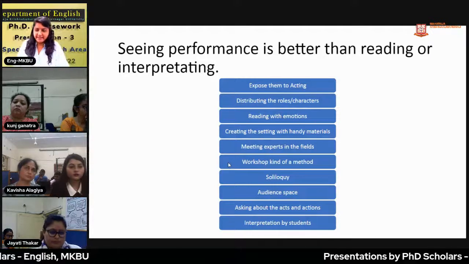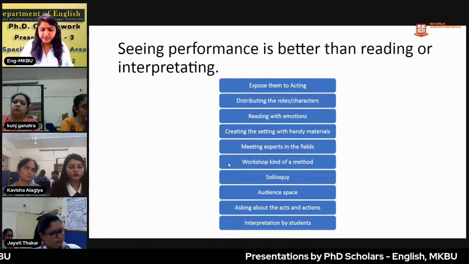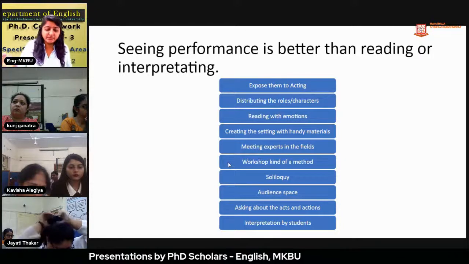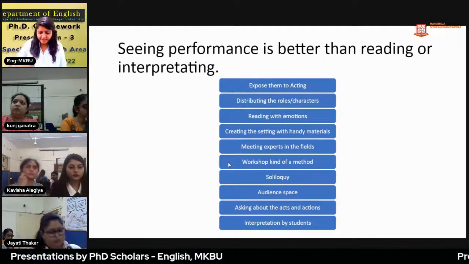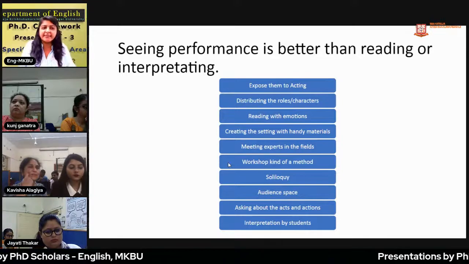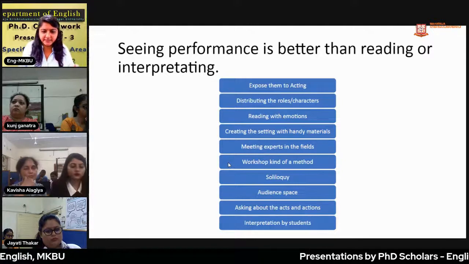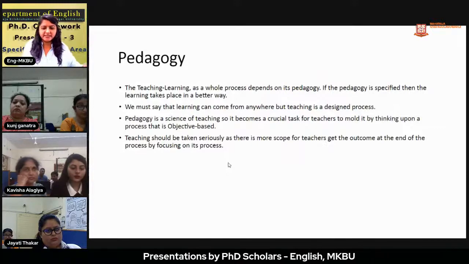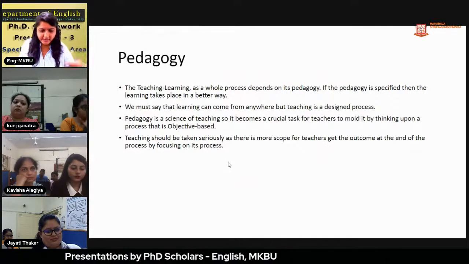Asking about acts and actions falls under that topic, the audience space. Another, that is interpretation by students. It can be done after watching, about what they are seeing in the drama. That is the concept here. Pedagogy is discussed last, so I will not discuss that now.